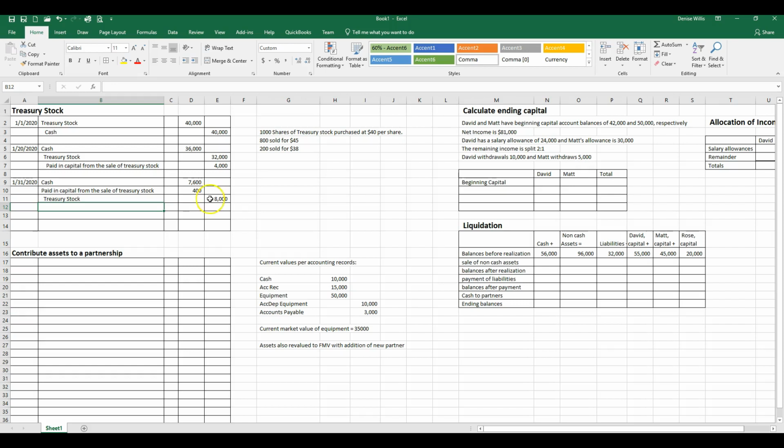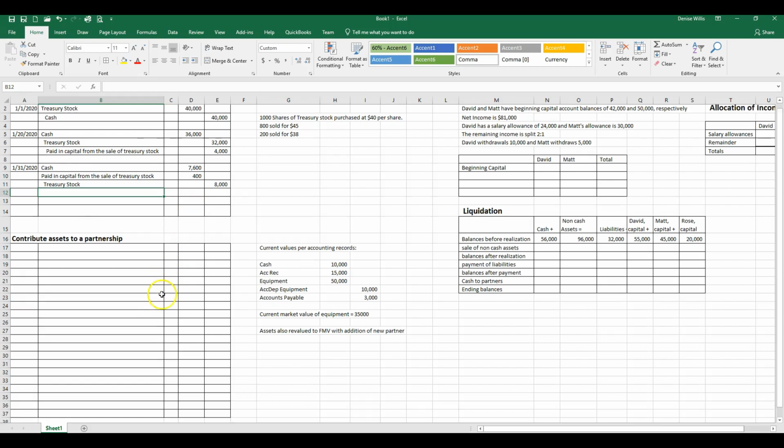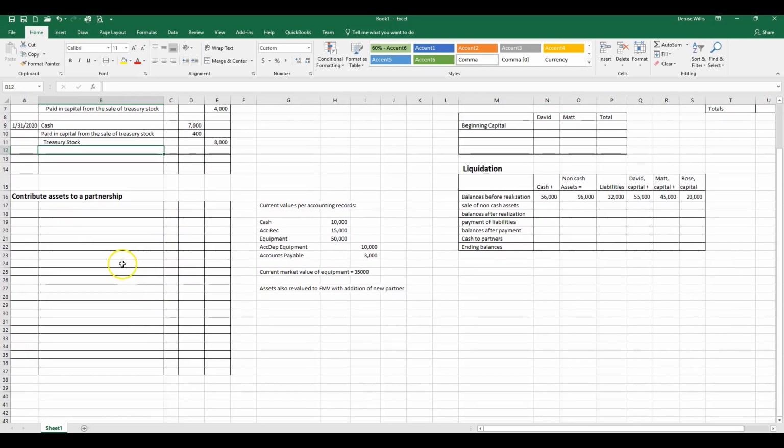Get that sheet out and look at it, and you can see where the treasury stock is placed in the stockholders' equity section. Okay, so let's move on now to partnerships. First thing we're going to do with partnerships is we're going to have an initial investment and contribute some assets to the partnership.